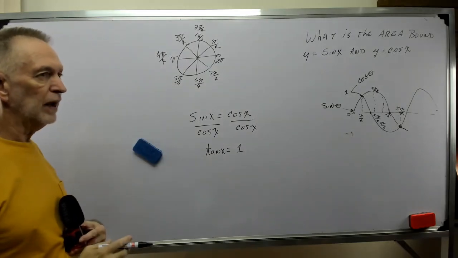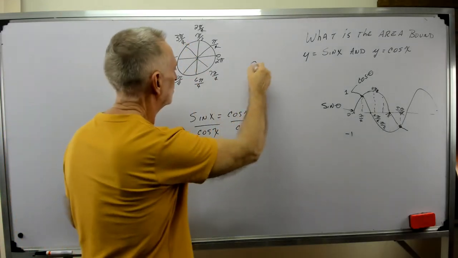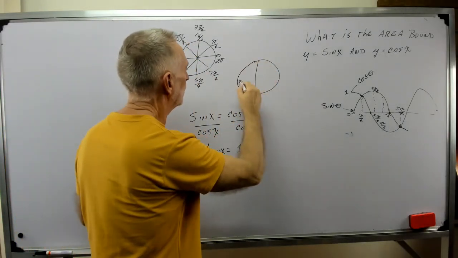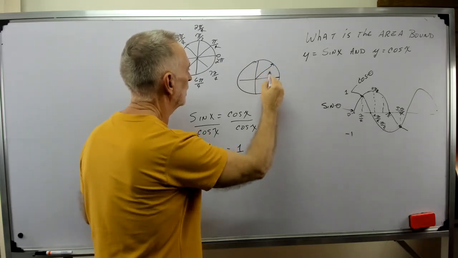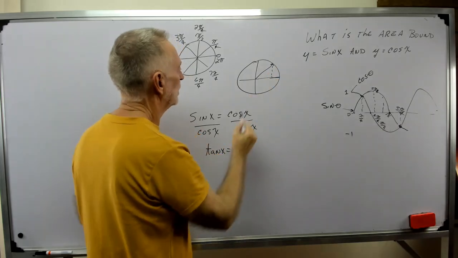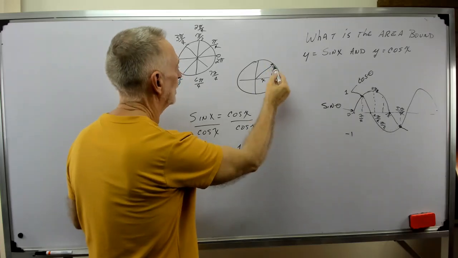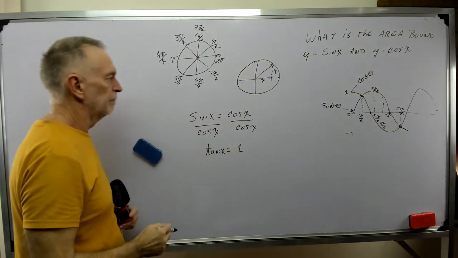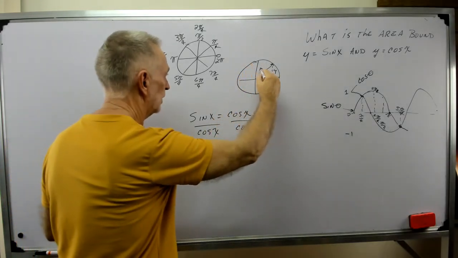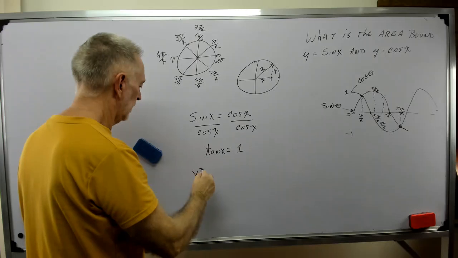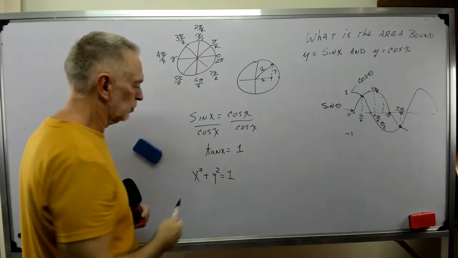If I have a unit circle, here we are with some angle. So that's my x value right to here, and that's my y value up to there. What do we know about that? Well, if it's a unit circle, we know that the hypotenuse is 1. x squared plus y squared equals 1 squared. Well, 1 squared is just 1.